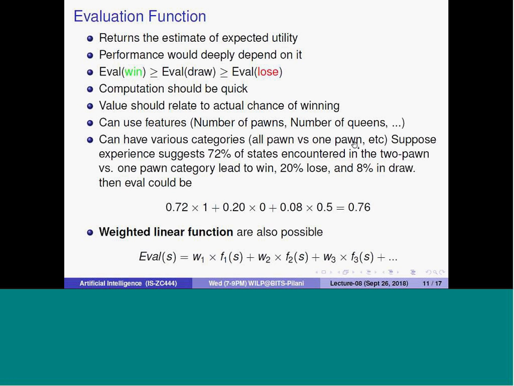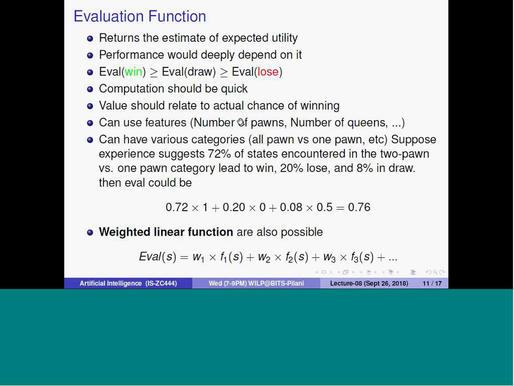Sometimes it is pawn versus pawn, or suppose some experience suggests that if you are in this kind of scenario, you can detect that you are in this particular category of the game. If I'm in this category, there is a 72% chance that I'm going to win, a 20% chance I'm going to lose, and an 8% chance I'm going to draw this game.